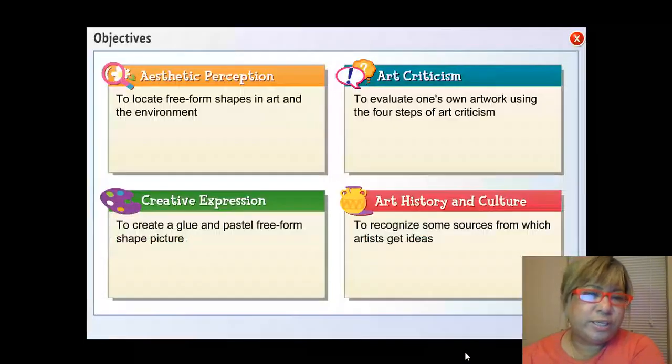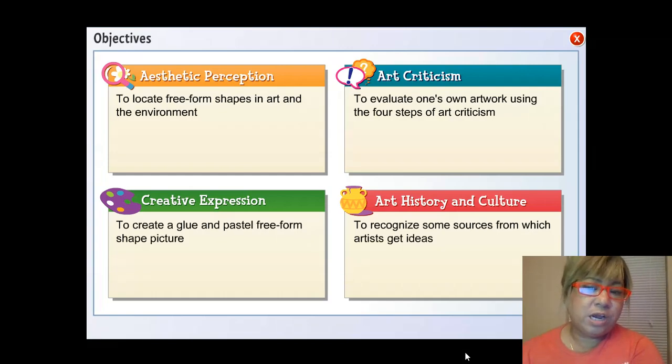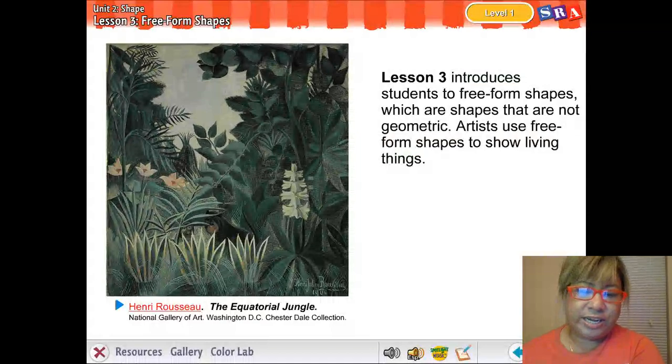So let's look at the objectives, okay? So our aesthetic perception is we are going to learn to locate freeform shapes in art and in our environment. That means around you. You're also going to have the option to create a glue and a pastel freeform shape picture or whatever it is that you have at hand. You're also going to be able to recognize some sources from which artists get ideas. So let's check it out a little bit, okay?